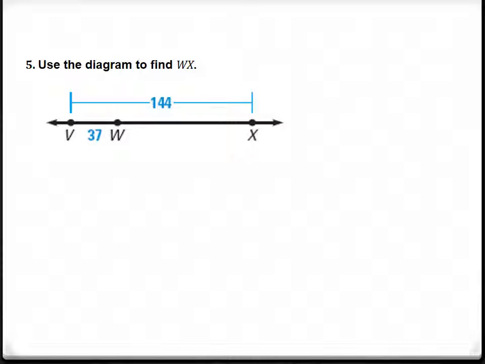Okay, so now hopefully you did VW plus WX equals VX, since W is between V and X. So now I would take 37 plus the unknown WX to equal the whole thing VX. And of course you subtract. So therefore you get WX is 107.